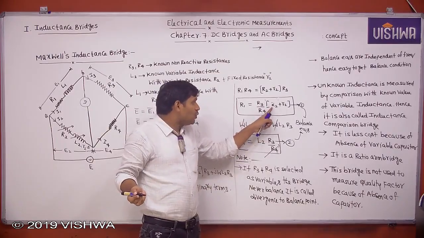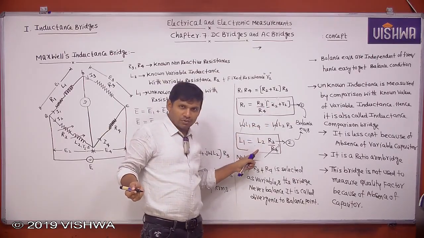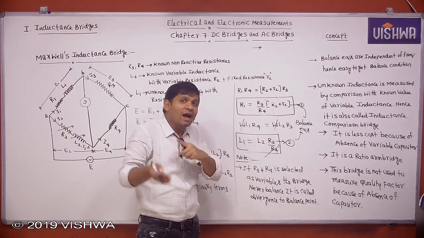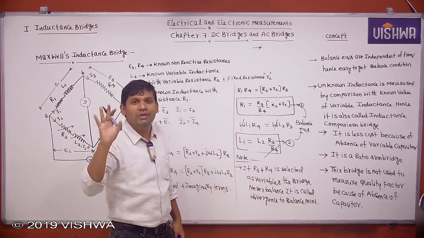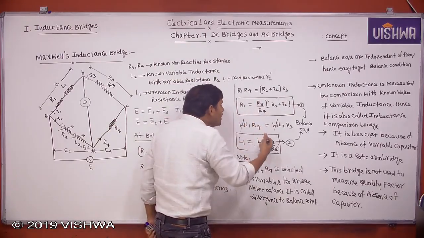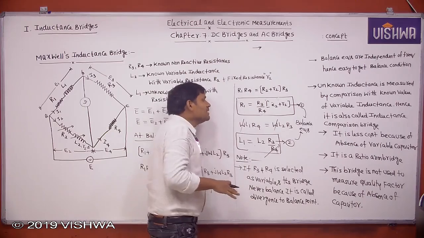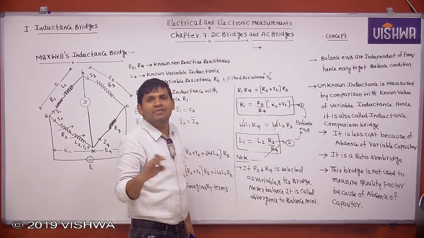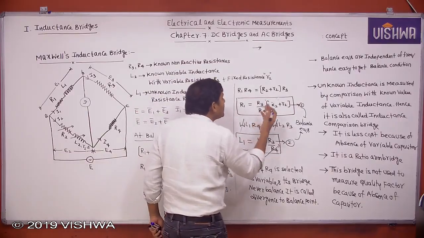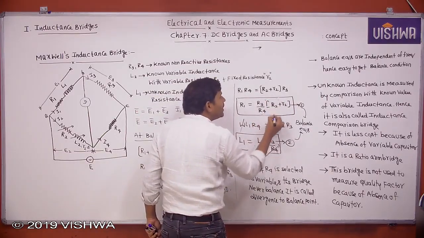If R2 and L2 are selected as variables, it means the parameters which are not common are selected as variables. Like this we can select. For example, you don't know what the bridge is, and they give the balance equations like this. In the above balance equation, which parameters are selected as variables? If the question asks like this, simply select the parameters which are not common as variables.